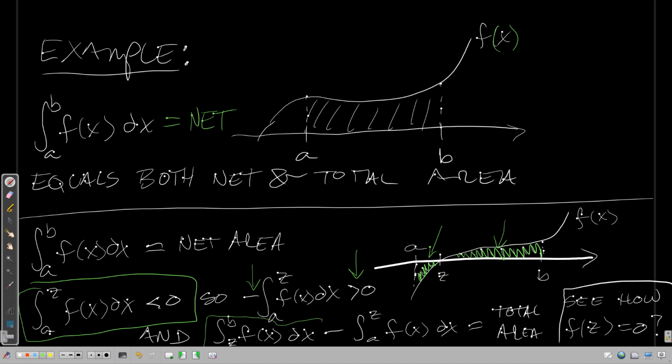So then I can take the area of the region above the x-axis and then minus the region below the x-axis, and I'll get the total area. And that total area is bigger than the net area because the function crossed the x-axis inside of the region of integration.